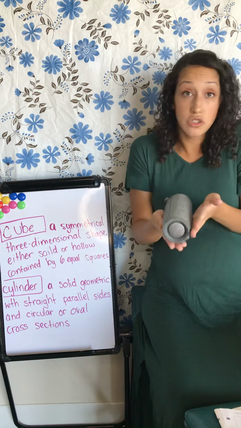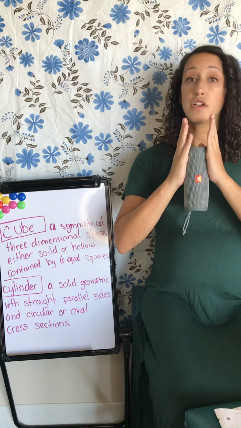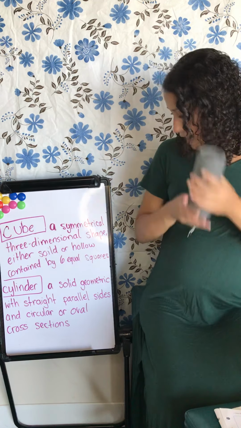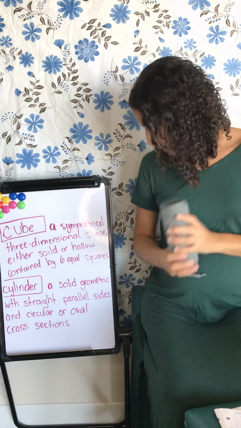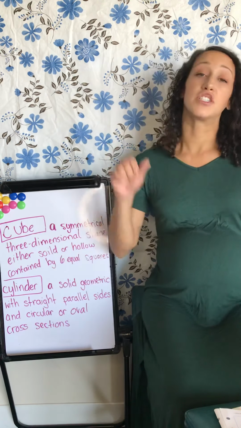To test it, you can just do what I did. Put your hands on the side of it. As long as they never touch, they're parallel. So we have parallel sides. It's a solid, which means I can hold it. And it has circular or oval cross sections.